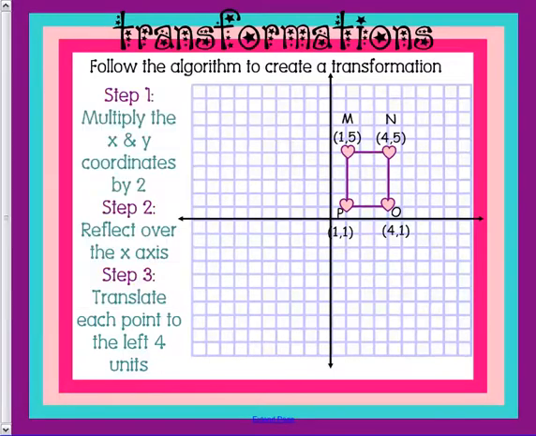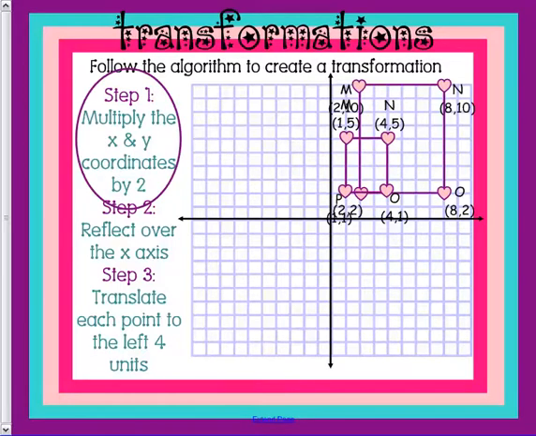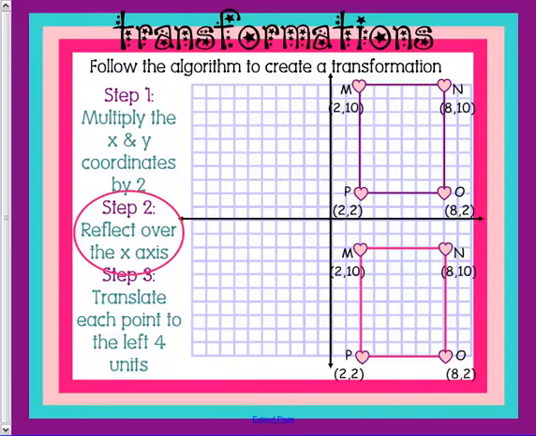Okay, so here's what we would do first. The first step is to multiply the x and the y coordinates by 2, and this is what it would look like. Because we're taking each one of our points and it's getting bigger by 2. The x and the y are multiplied by 2. Then the next step would be to reflect it over the x-axis. So when we reflect something over the x-axis, all of our points on the y become negative. These 2's become negative and the 10's become negative.